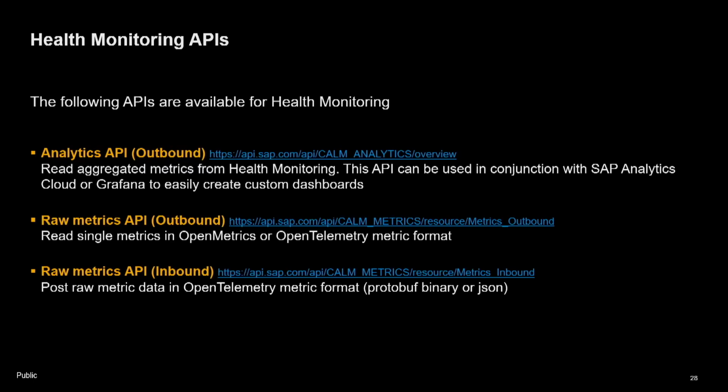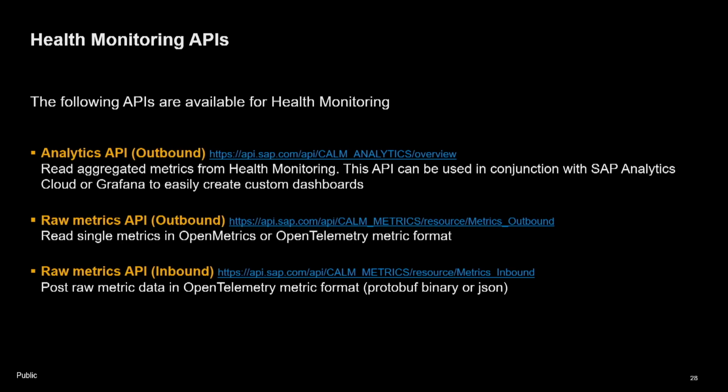Okay, then we have APIs. This is also something we extended. On one hand, we have an analytics API, which gives you aggregated metrics from health monitoring. So you can say, for example, I want to have the memory of the last 7 days in an hourly aggregate, and this will then be provided by this API. It can then also be used in conjunction with Analytics Cloud or Grafana if you want to build your own dashboard. So you could even feed this into another tool, your own tool.